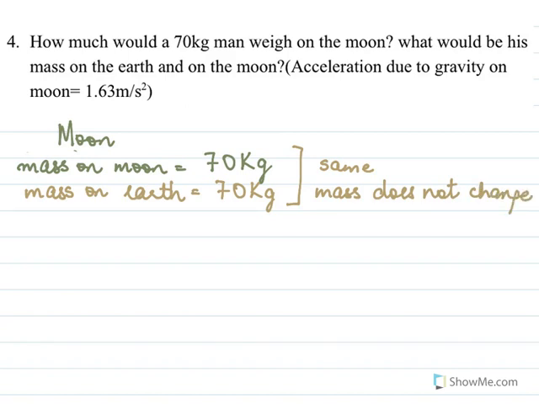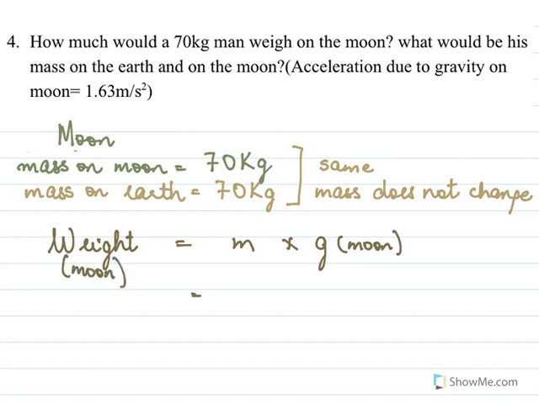The next thing they asked us here is, what is his weight on the moon? Now we know the formula of weight. Weight is mass into acceleration due to gravity of the moon, because we are finding the weight on the moon. So we have the mass 70, and here acceleration due to gravity on the moon is 1.63.